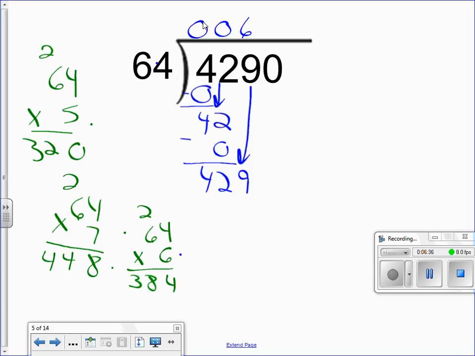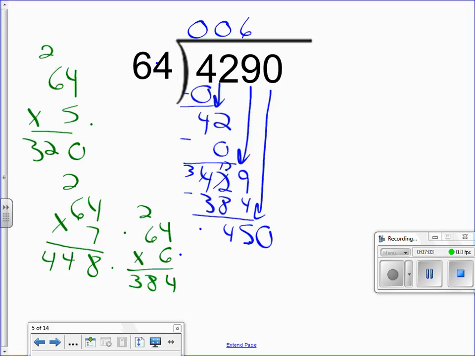64 times 6, 384. We go ahead and subtract. 9 minus 4 is 5. Have to borrow. 4, 0, 45. I know I did it correctly, kids, because this number right here must be smaller than this number. And it is. So I'm going to continue here. Erase this, got 45. Have to bring down this 0.